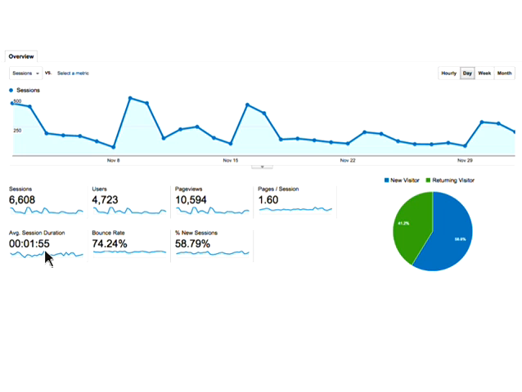Duration is just under 2 minutes, which is a little bit low. Longer blogs or more videos will increase that. Also cross-linking, which is where you link from one blog to the other, will definitely increase that.